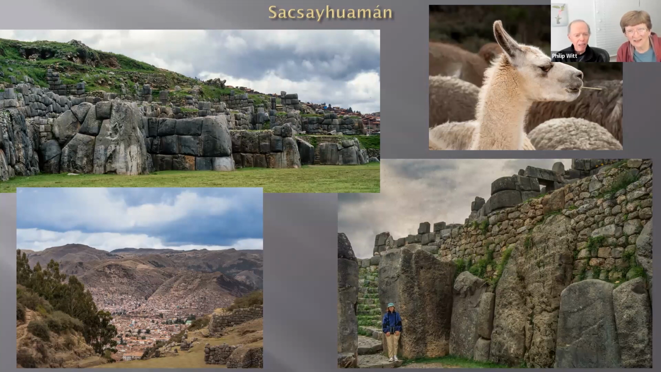So that's right. And you can see that we're even higher than Cusco. If you look down on the lower left, we're up on a plateau over the city, looking down at the city. And Sacsayhuaman was supposed to have been a fortress, a citadel, overlooking the city and protecting the city.